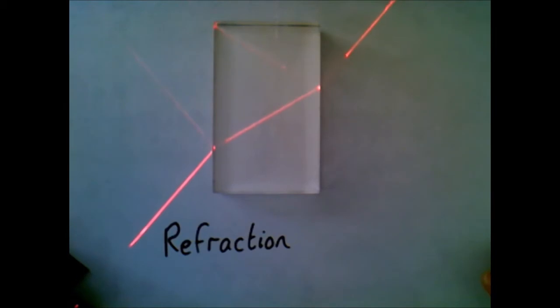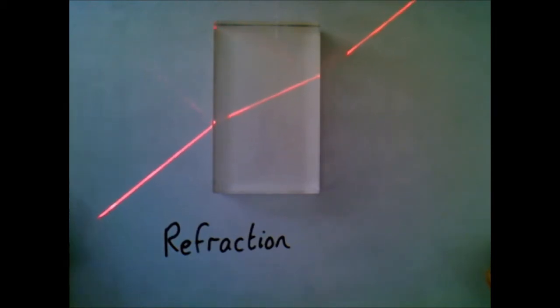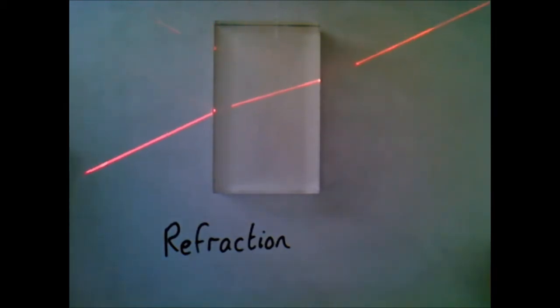And if I change the angle of incidence, you can see that the angle of refraction changes too. And the only place I can put this ray of light where I get no refraction at all is if I shine it straight down the normal line like that, then I get no refraction happening.